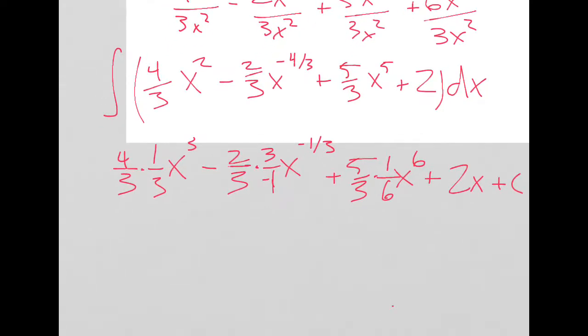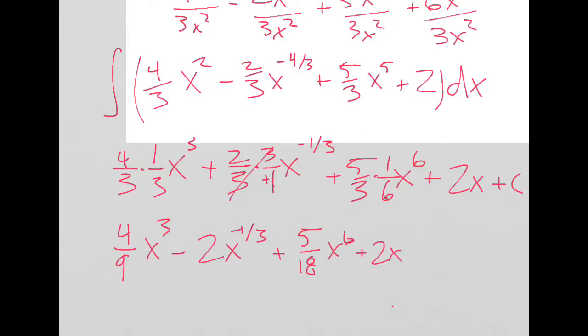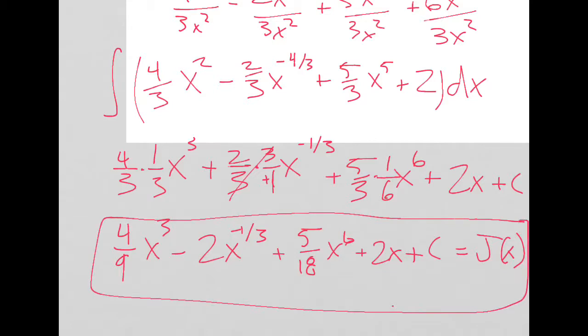And now we can simplify things. 4/3 times 1/3 gives you 4/9 x cubed, minus 2/3 times 3. Those 3's cancel. Notice my negatives cancel, so I'm left with 2x to the negative 1/3, sorry, plus 5/3 times 1/6 gives me 5 over 18 times x to the 6th, plus 2x, plus c. This is my big j of x function. Kind of messy, but totally doable when you take it piece by piece.